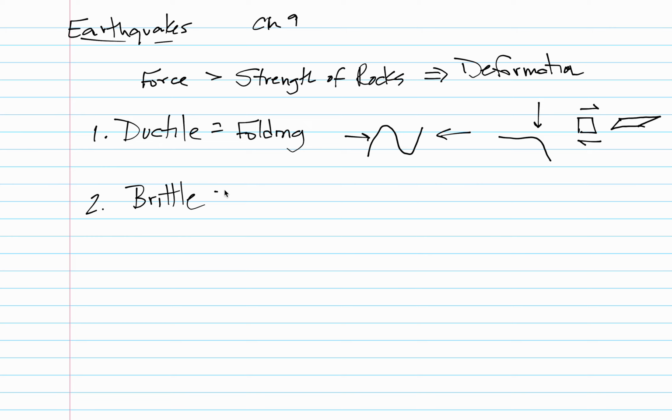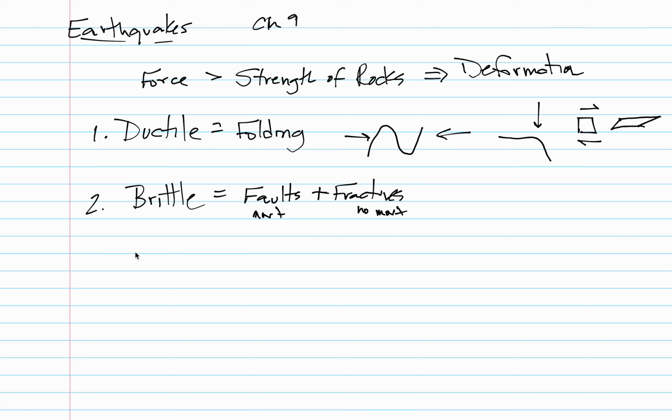Now, with brittle response to that deformation, it's going to be faults and fractures. Faults and fractures. Now, another word for fracture would be joint. The difference between a fault and a fracture is there's movement on a fault, and on a fracture there is no movement. It's just a broken rock.